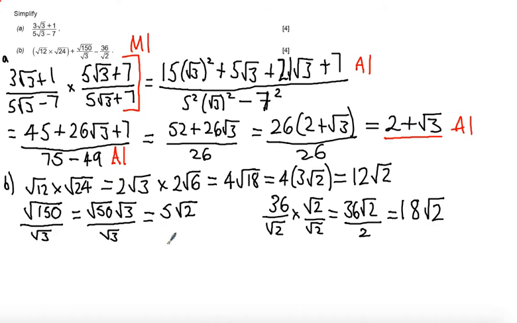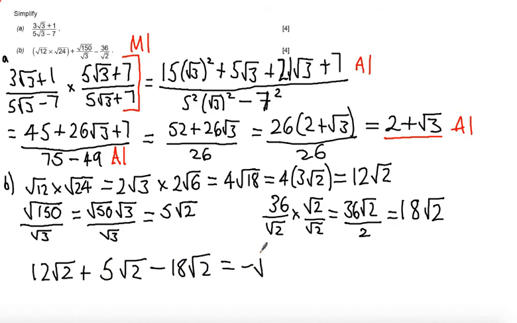So what do I get in the end as a summation to simplify? Well, I get 12 root 2 plus 5 root 2 minus 18. So I put a root 5 there for some reason. Let's just correct that quickly. Plus 5 root 2 minus 18 root 2, which gives me minus root 2 as a final simplified answer.